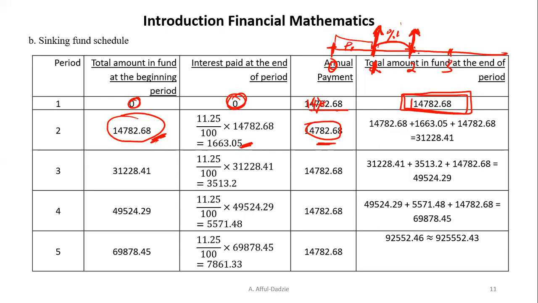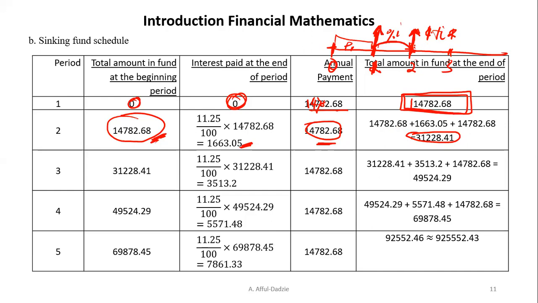So in total, at the end of period 2, we are going to have 3 items. The initial deposit we made at the end of period 1, the interest that came on it, and then that investment again, the annual payment we made again at the end of the period. So we put all 3 together and we have this. Is that okay? So we are here. We have 3,122.84 at the end of period 2.